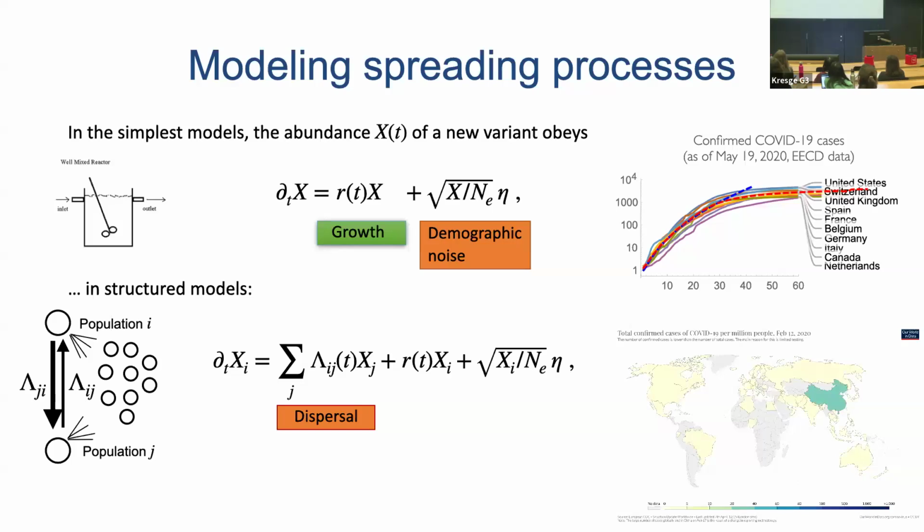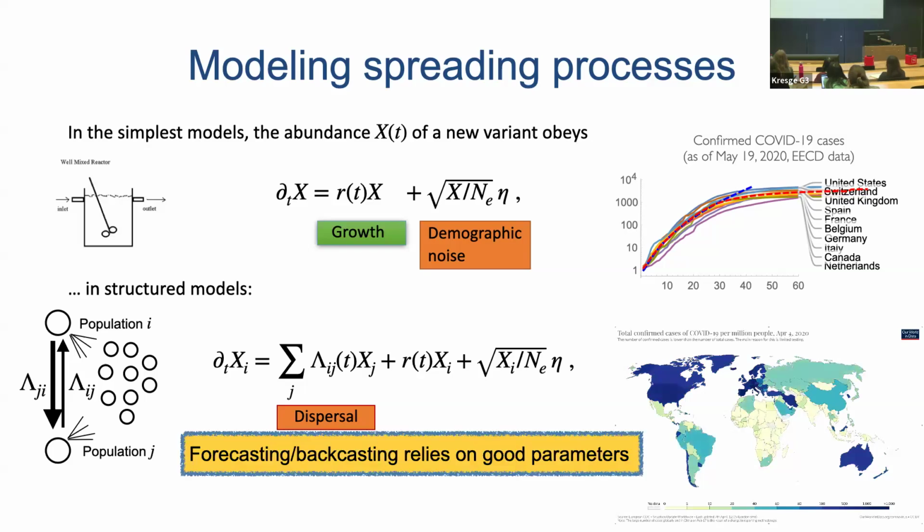And maybe with that, then we can study the spread, or predict the spread, of an epidemic or something else, like a beneficial mutation in space and time. But of course, to actually do this, we need good parameters. To actually predict, to come up with good models, we need good parameters.